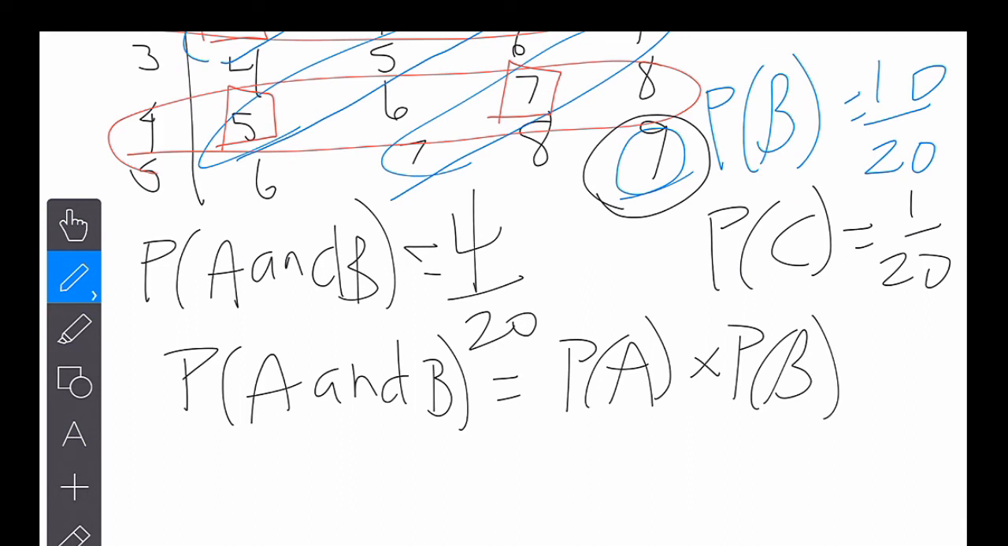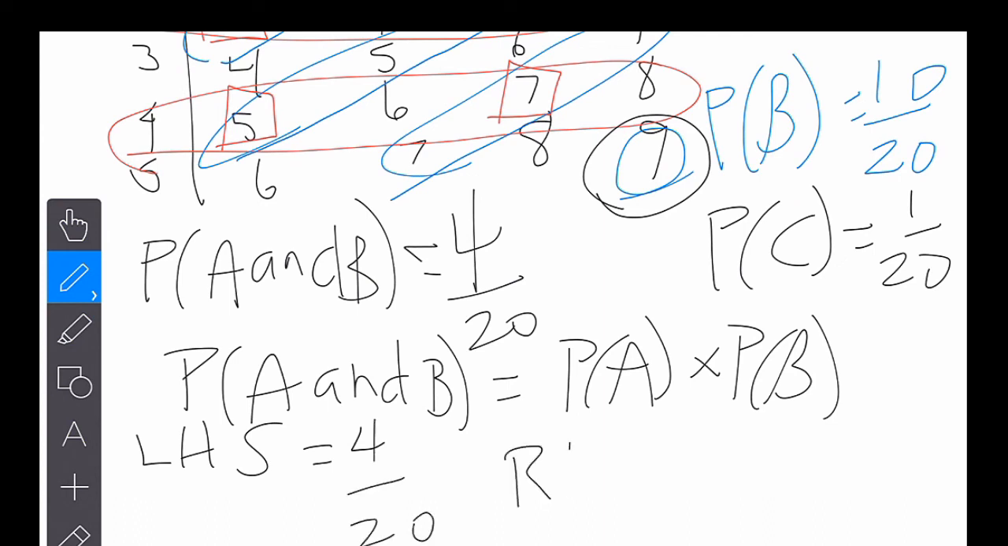Okay, if this is true, then A and B are independent. So we're going to check. We're going to use the left-hand side. Remember, LHS is left-hand side. Left-hand side, A and B, we already have that. I illustrated and showed you where I got that from. Left-hand side is actually 4/20.